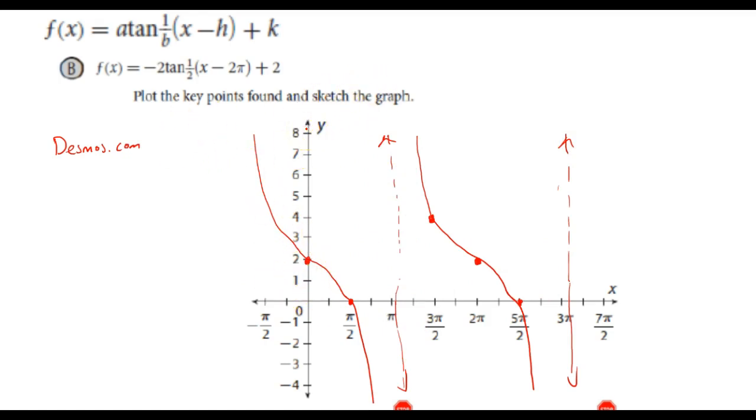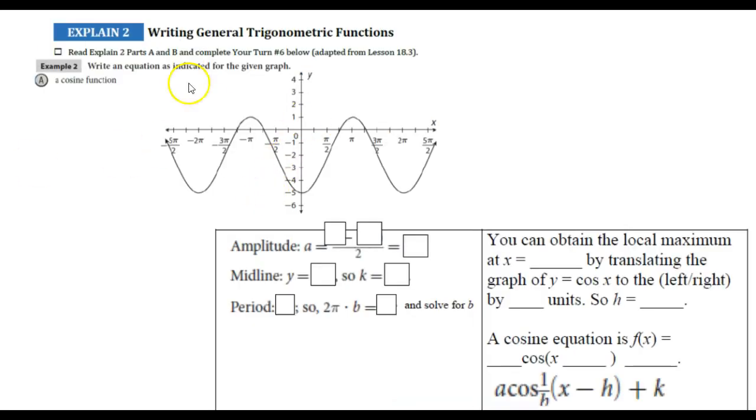So stop here just like it says in your worksheet, and let's go ahead and do some of the problems from the packet. And we'll see you back for Explain 2.